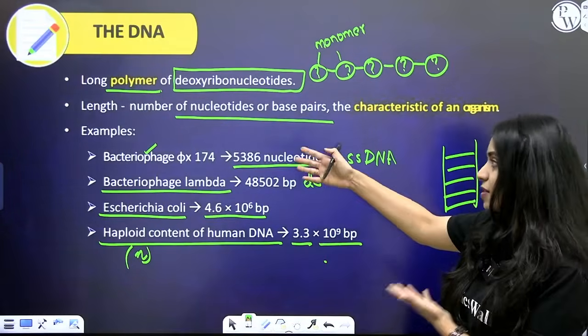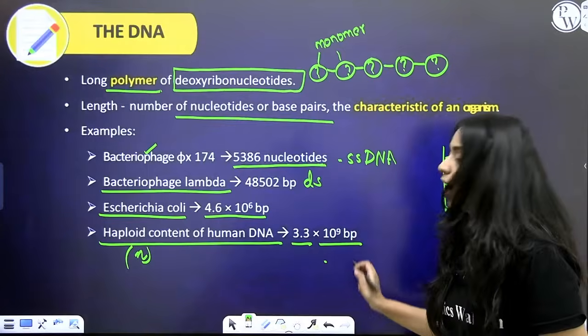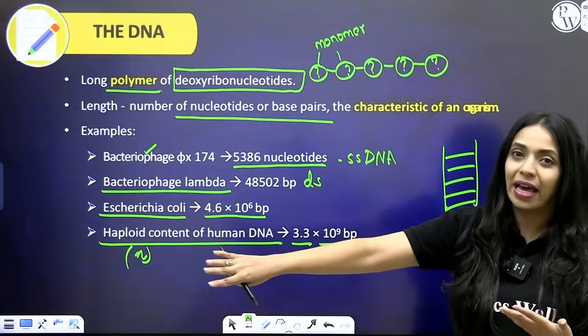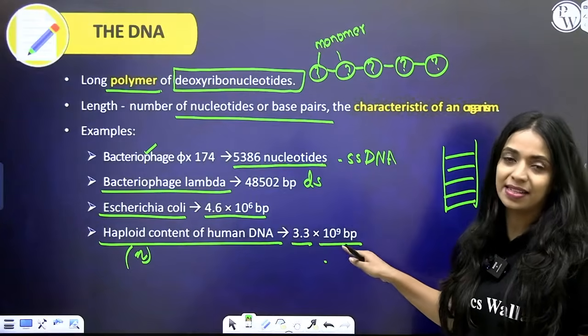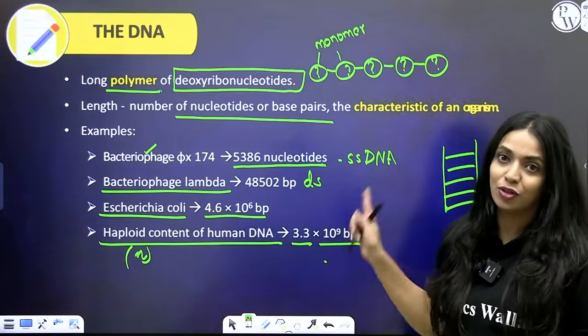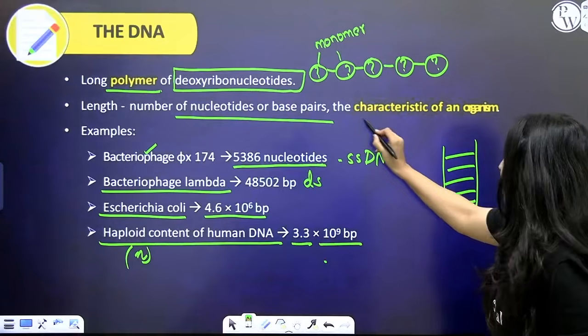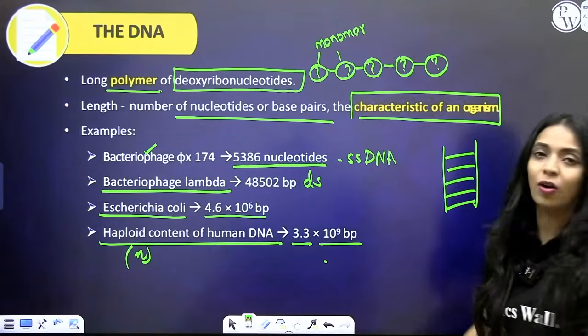Why this is important is because you can see how across different organisms belonging to the same species, this number is pretty much maintained as it is. There's not a great deviation from this number. So that is the characteristic of an organism.